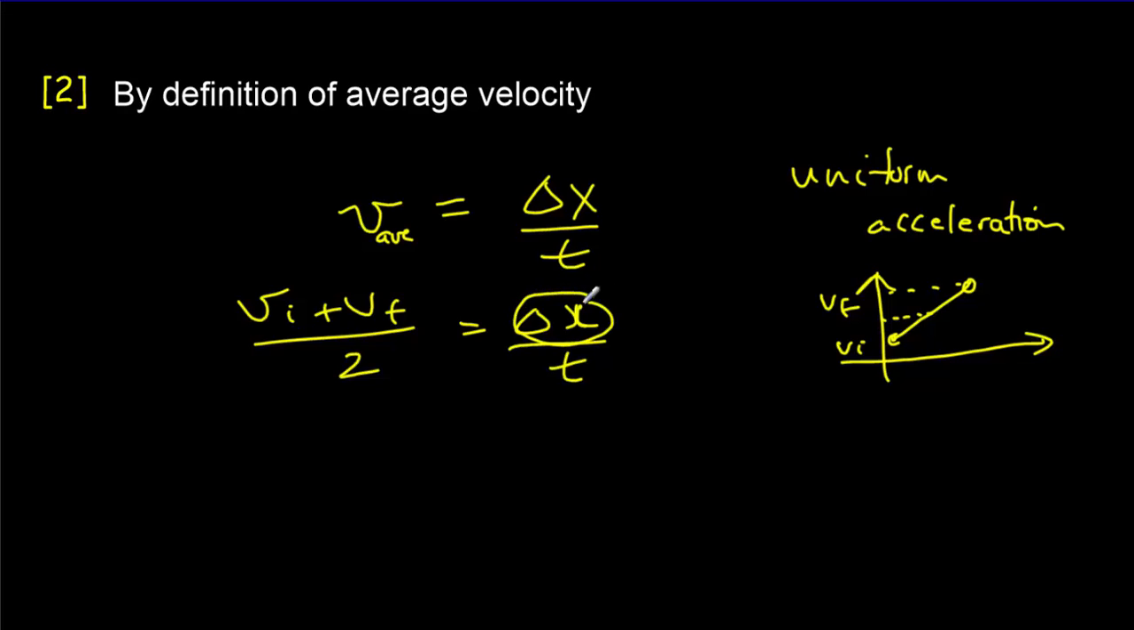So now what we want to do is rearrange for this delta x here, and when we do that, we get equation 2.